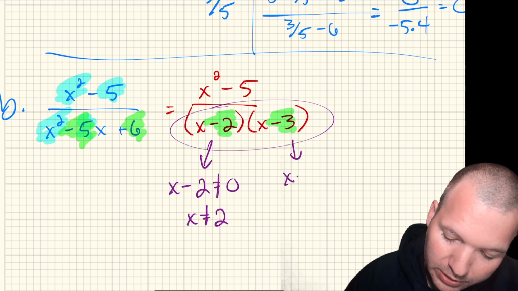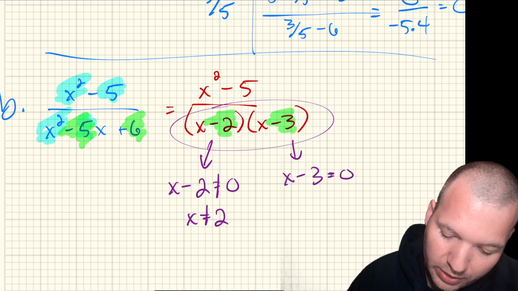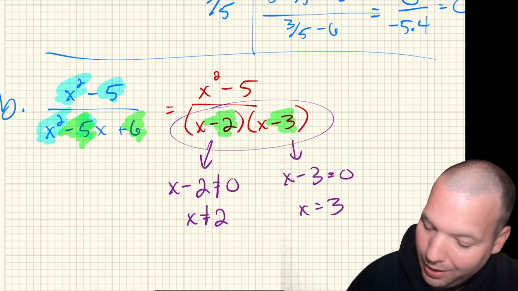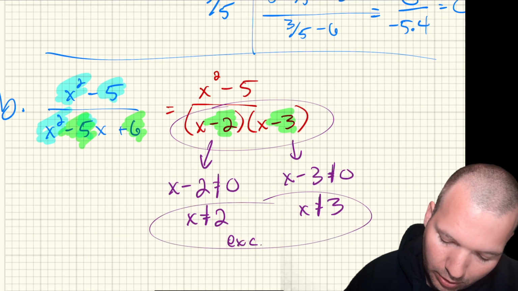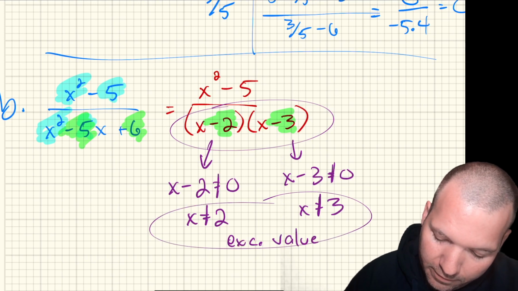What about x minus 3, right? Where will x minus 3 be 0? Well, it would be at 3. But I don't want x minus 3 to be 0. So I don't want x to be 3. And these are what we call our excluded values.